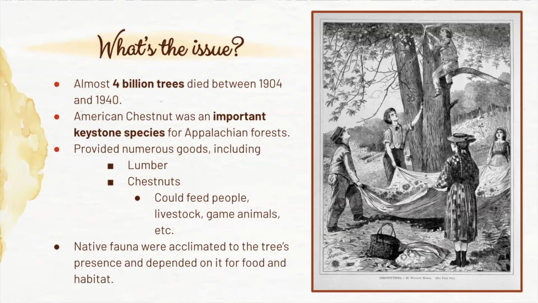Why is the loss of this tree so significant? Historically, the tree has provided numerous services for humans and wildlife alike. Native Americans up the Appalachia used the logs of the tree for wood products, the leaves for traditional medicine, and the nuts for food. Settlers also used the tree in a similar fashion. The fast-growing, rot-resistant logs provided excellent materials for construction of cabins, fences, and furniture.